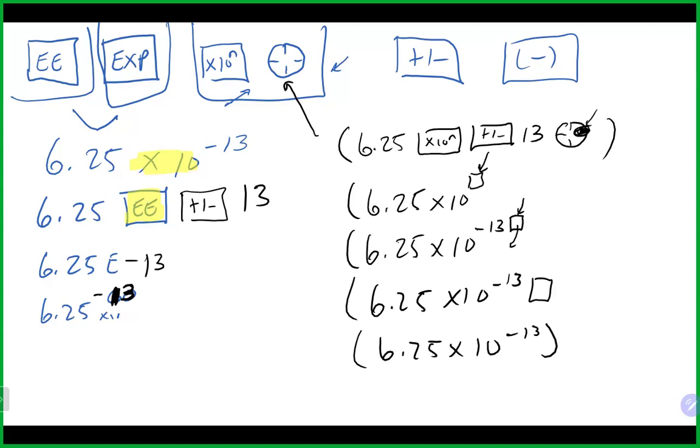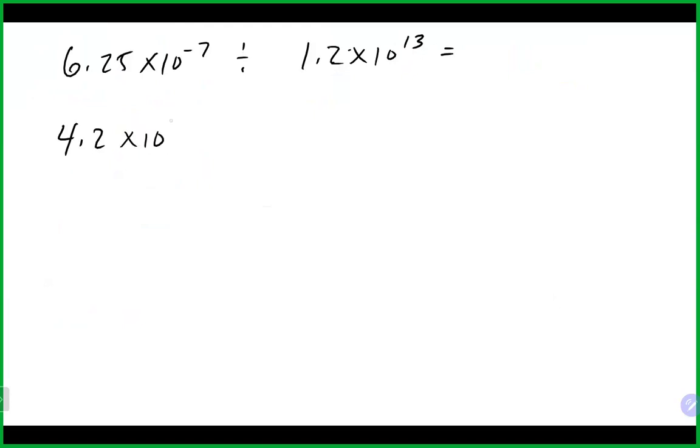Okay. So why don't we try a couple here, punching some in, we'll do some calculations, and see what everybody gets. Let's take 6.25 times 10 to the minus 7. Let's divide it by 1.2 times 10 to the 13. Then let's take 4.2 times 10 to the 6 and multiply it by 1.77 times 10 to the minus 14. All right, so again, punch them in, see what you get. I'll do it as well since I made it up.